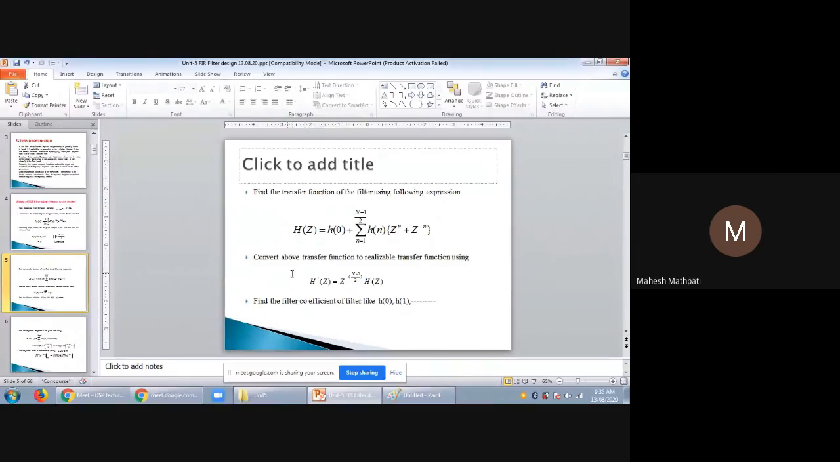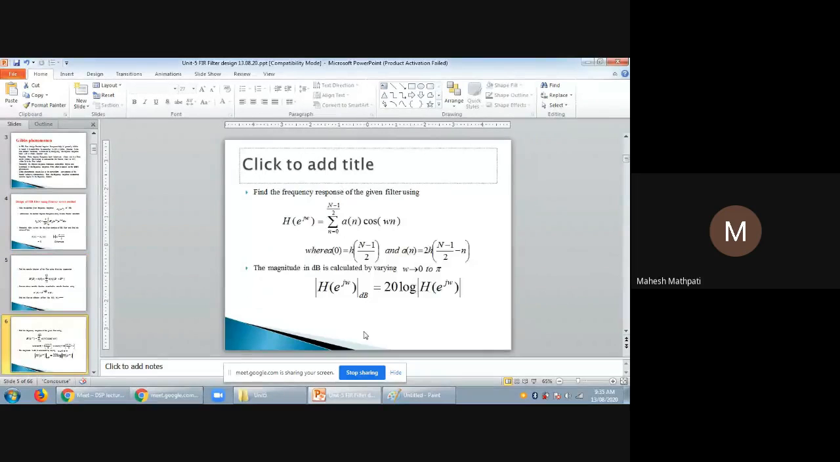We write the realizable transfer function as H'(z) = z^-(N-1)/2 H(z). Then we calculate the filter coefficients h(0), h(1) and so on, which is again a causal sequence. Once we know the coefficient values, we calculate the frequency response using the formula H(e^jω) = the sum from n = 0 to (N-1)/2 of a(n) cos ωn, where a(0) = h((N-1)/2) and a(n) = 2h((N-1)/2 - n).